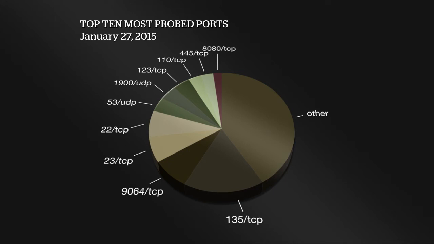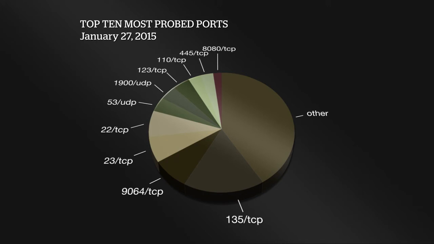Next one followed by 1900 UDP. Same explanation as port 53 UDP, looking for SSDP, or Simple Service Discovery Protocol servers, that can be used in those attacks. And next one, similar, port 123 UDP. That's Network Time Protocol, which is also used in the reflection attacks. So all of those are sort of grouped together here.